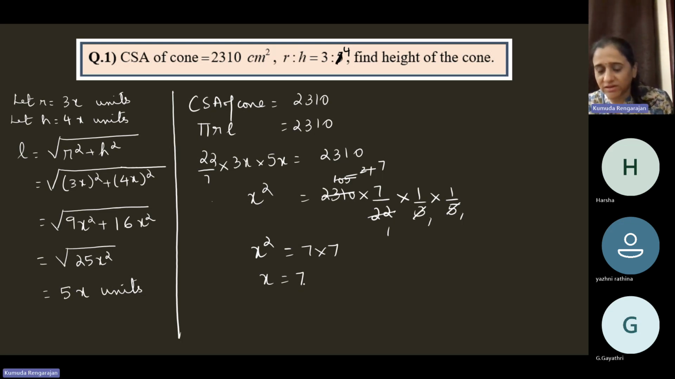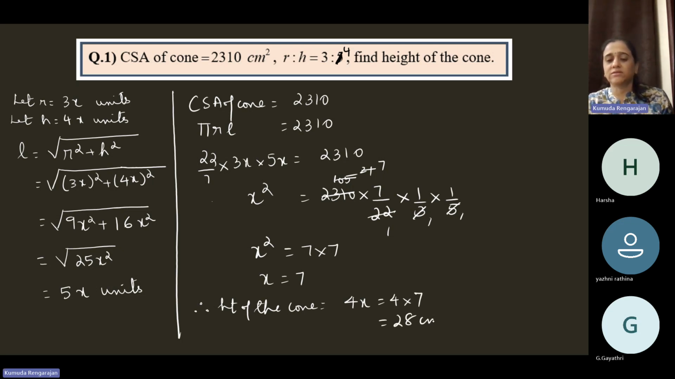Okay, I think you said some 7. So x is 7, you said, is it? The value of x is 7, you're right. Yes, Mom. Therefore, the height of the cone is equal to 4x, which is 4 into 7, 28 centimeters. You're right, Gayatri.